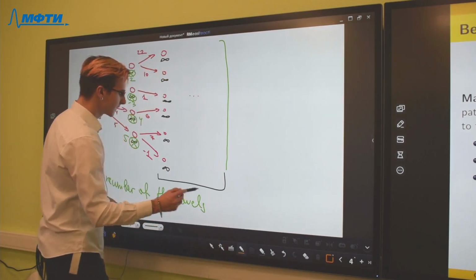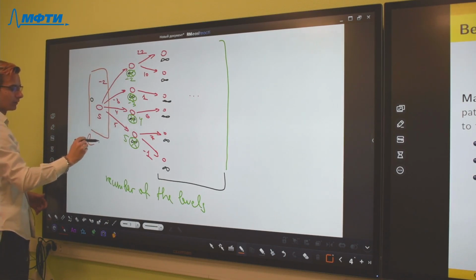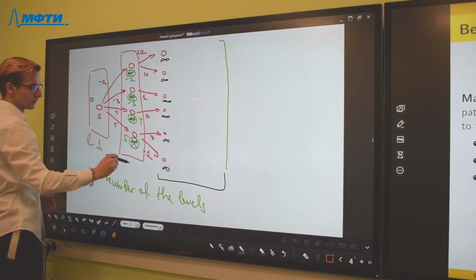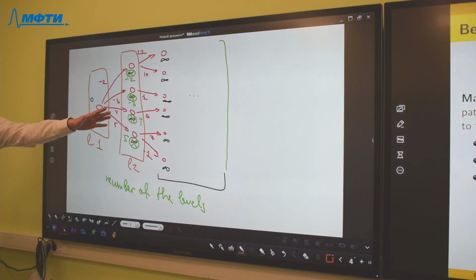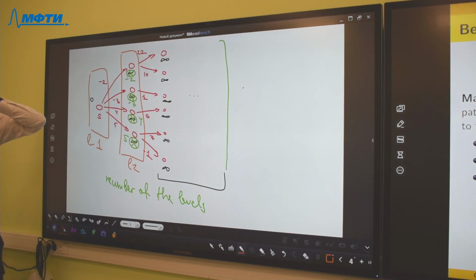Yeah, we say that it's level 1, level 2. What is the maximal number of levels we can see in the graph? The longest path. Yes, the longest path. And what is the length of the longest?